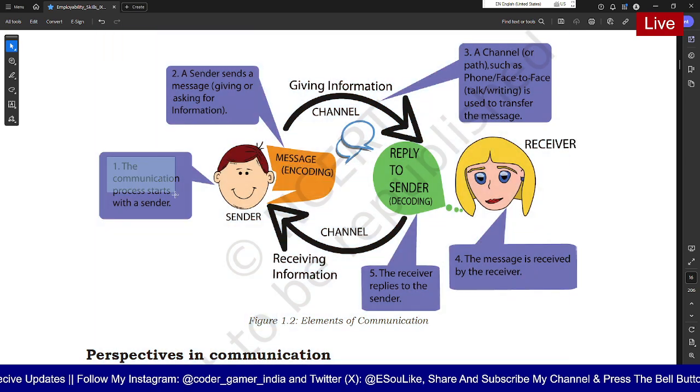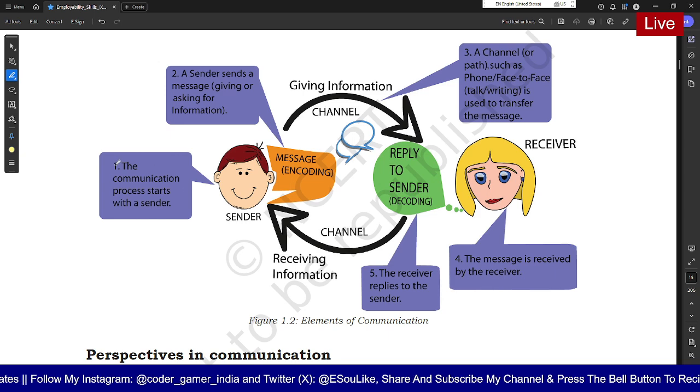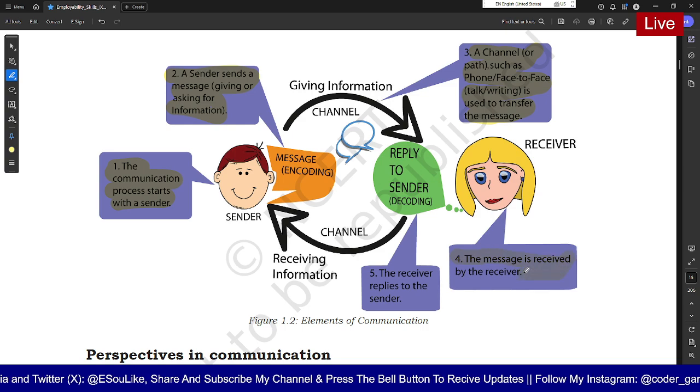So it starts with the sender mostly. Next, a sender sends, giving a message, information or asking for information. A channel or path such as phone or face-to-face talking is how the message is transferred. Number 4, the message is received by the receiver. Number 5, the receiver replies to the sender.